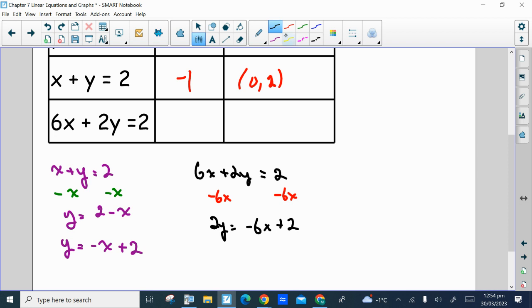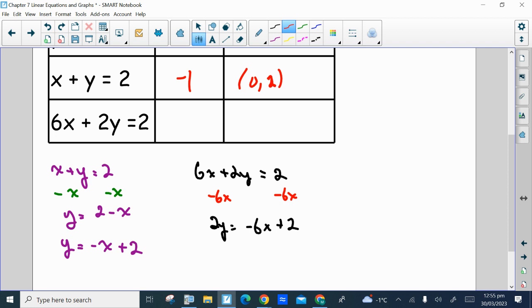What's our last step, Brooklyn? How do we get y completely by itself? Is that right, Ava? She said subtract 2. Pardon? Why not? That's correct. How do we get y by itself?